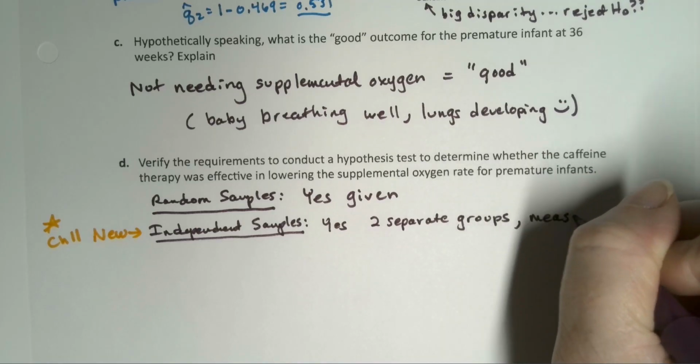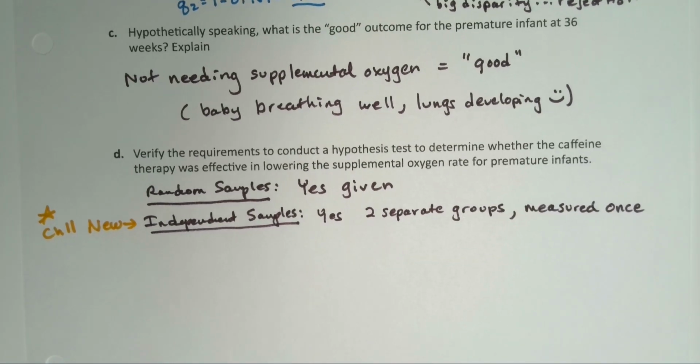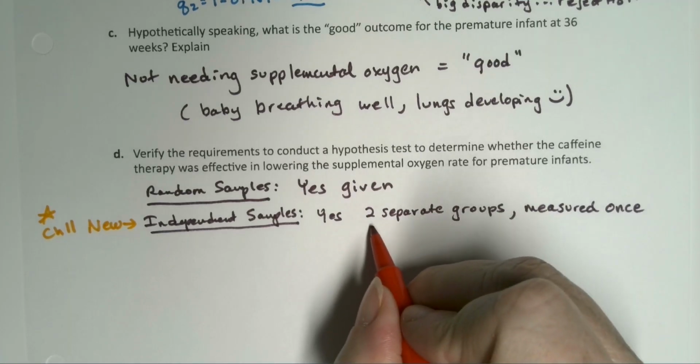You can't just say that they're two separate groups. You have to talk about how they're measured only once, because if they were measured twice, that would be a different thing. And it's actually an important thing to note right here. I'm actually going to mention this.